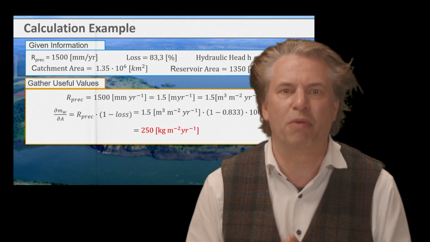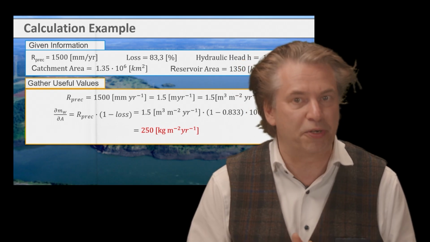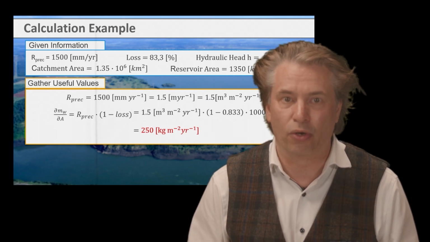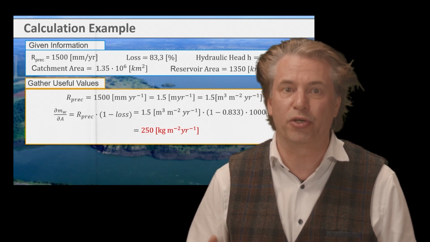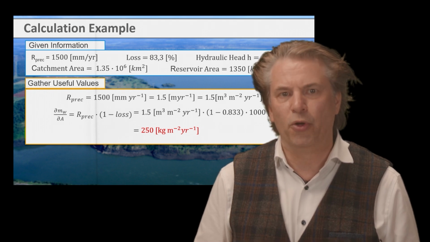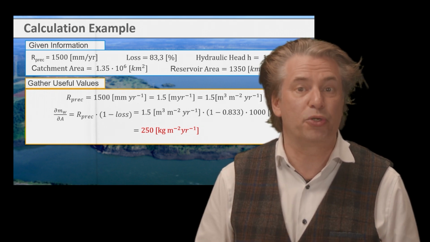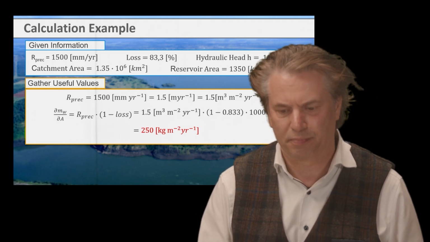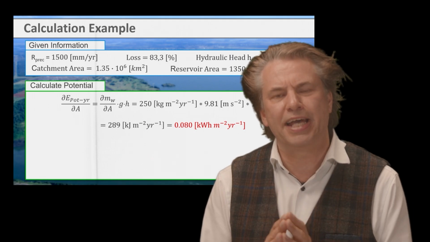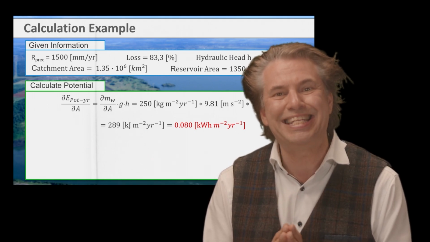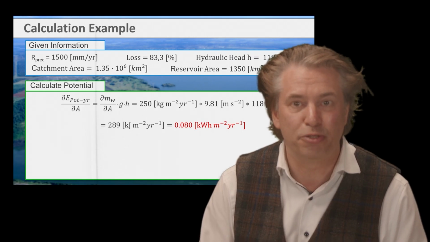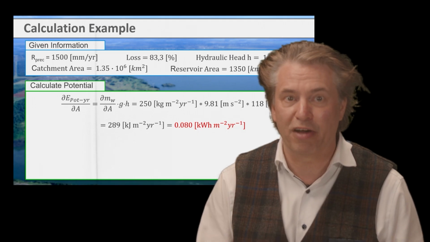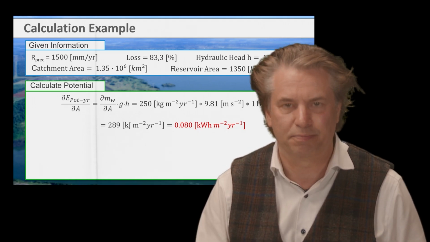First, we will determine the total mass of the water. 1,500 millimeters of rain per year is equal to 1.5 cubic meters of water per square meter, and including the losses, only 16.7% of the rainwater is collected by the reservoir. By multiplying that with the density of the water, we get per square meter of land there is 250 kilograms of water per year. Using a height of 118 meters, we will receive 289 kilojoules of potential energy per square meter per year. This is equal to 80 watt hours per square meter in reference to the entire catchment area.